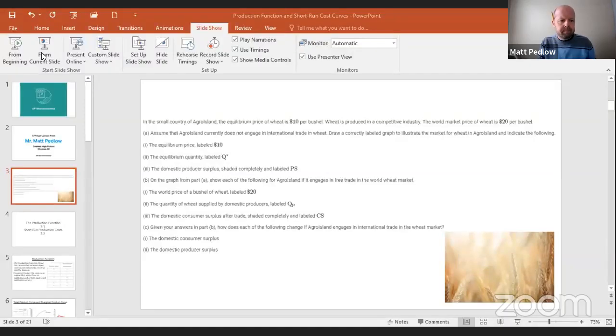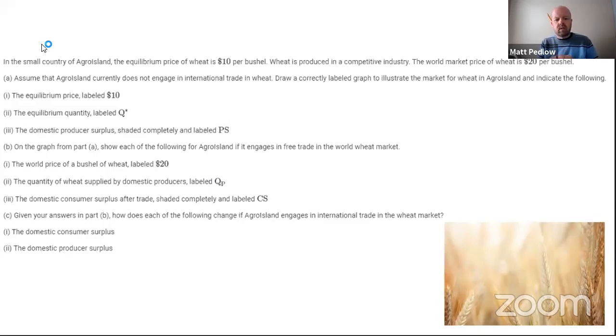Let's share this back here. Okay, it says, given your answer, how does each of the following change if they engage in trade? Domestic consumer surplus, well, clearly, you can see what happened. It got much smaller, so that decreased. And then domestic producer surplus is, in fact, going to increase. It'd be that huge triangle there, because they're going to export what we don't want.